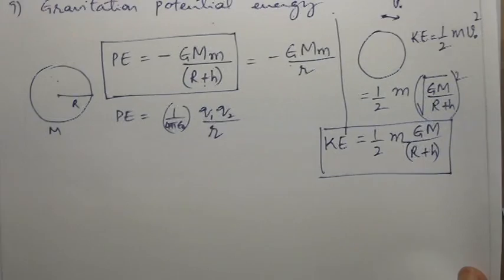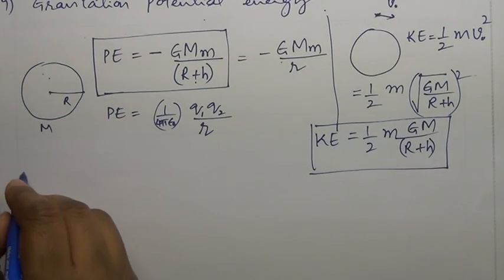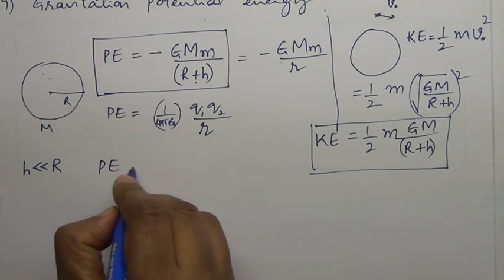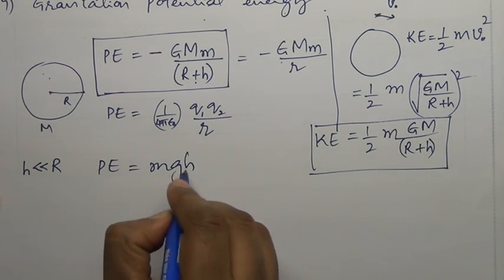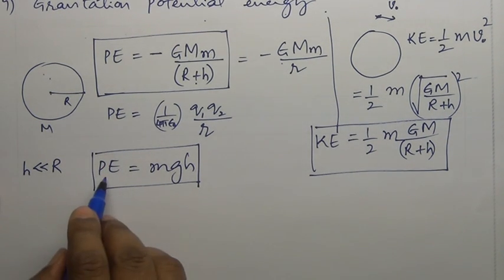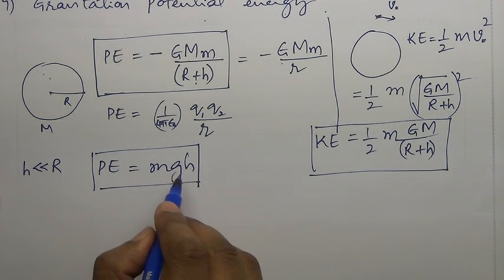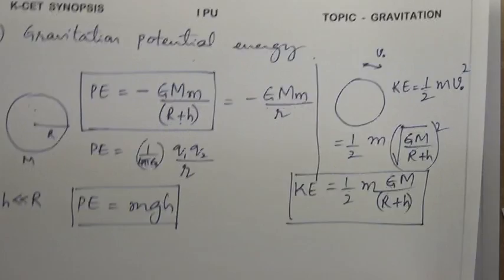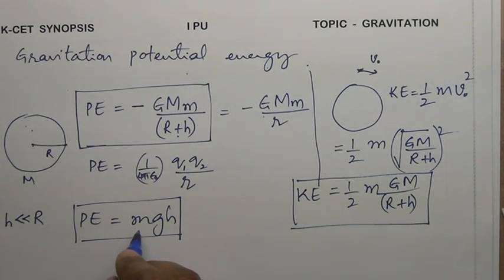We have one more expression for potential energy. If h is very much smaller than capital R, then potential energy is also equal to mgh. So this equation we use more often in work, energy and power chapter, isn't it? mgh. Whereas this is for any height. This is if h is very much smaller than r. Okay, gravitational potential energy.